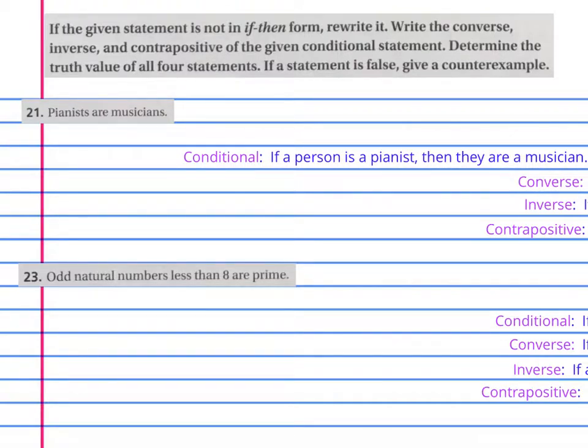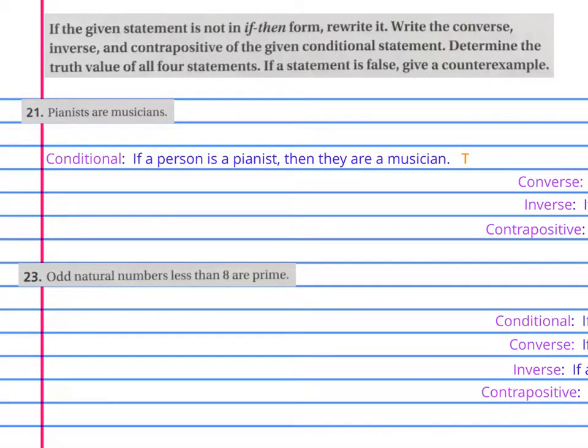And let's determine that. How can you be a pianist, a piano player? How do you play the piano and you're not a musician? So if a person is a pianist, then they're a musician. That's true. Now, the converse of that is to switch the order.